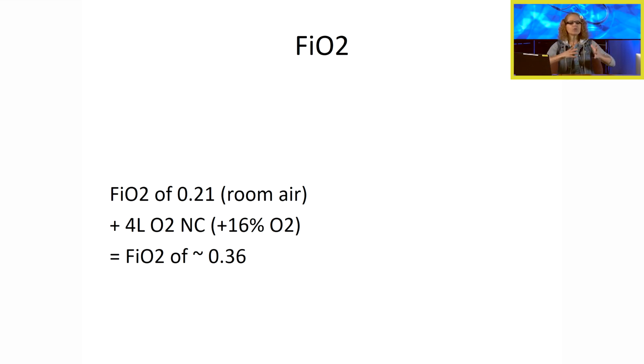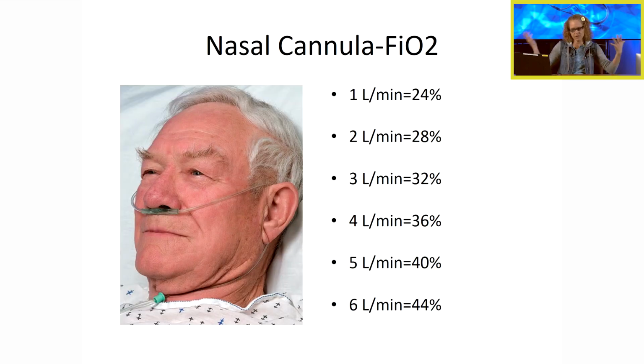So as we increase the liters per minute, we're increasing the fraction of inspired air, all right? So let's look at that again. So FiO2 at 1 liter is 24, at 2 liters is 28, at 3 liters is 32, etc., etc.